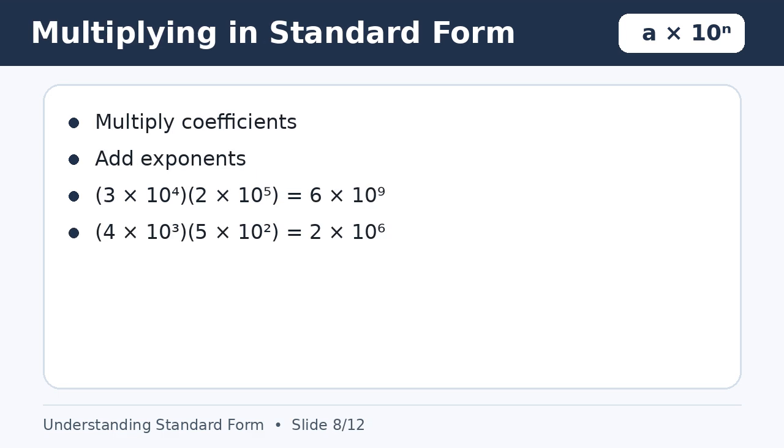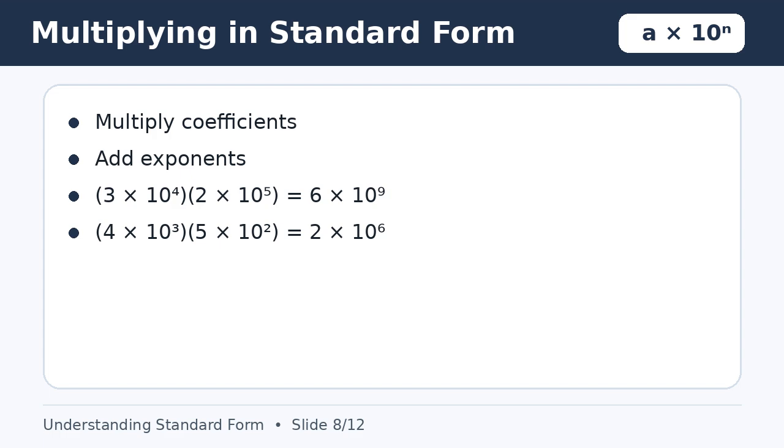To multiply numbers in standard form, multiply the coefficients and add the exponents. Consider 3 times 10 to the power 4 multiplied by 2 times 10 to the power 5. Multiply the coefficients. 3 times 2 is 6. Add the exponents. 4 plus 5 is 9. Therefore, the answer is 6 times 10 to the power 9.